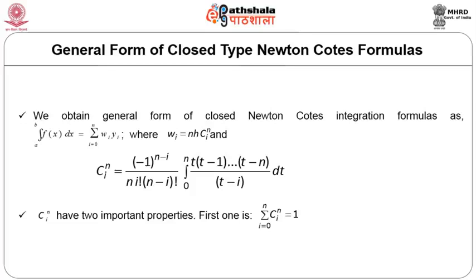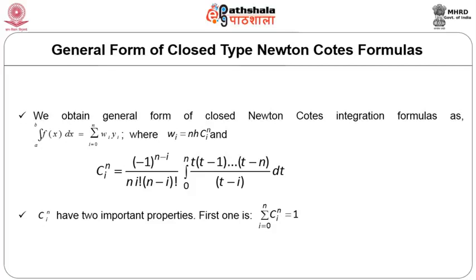So if we express wi's as nh into NCi, h is already there, so we have to multiply and divide by n. So NCi becomes (-1) raised to n minus i upon n, i factorial, (n minus i) factorial, integral 0 to n of t into (t minus 1) ... (t minus n) upon (t minus i) dt. These NCi's are called Cotes coefficients, Newton-Cotes coefficients. And the weights are given in terms of the Newton-Cotes coefficients as nh into NCi.